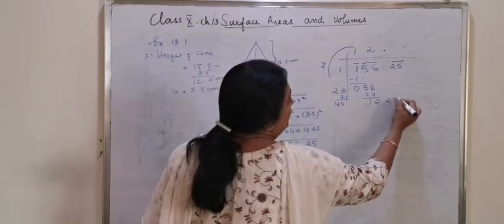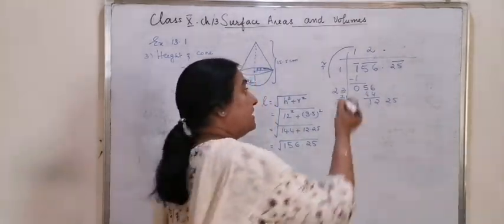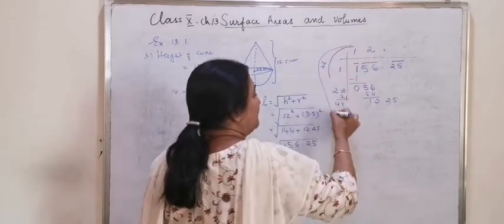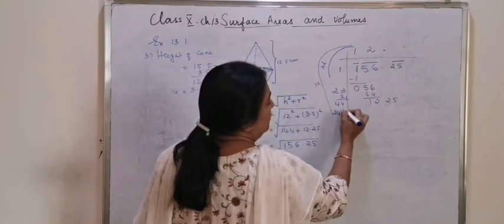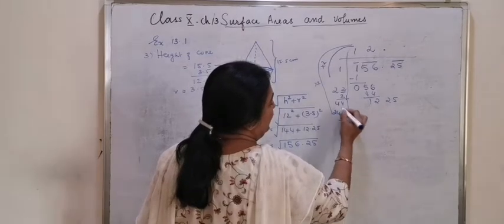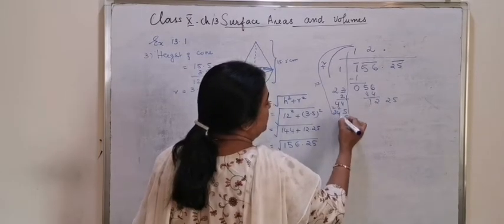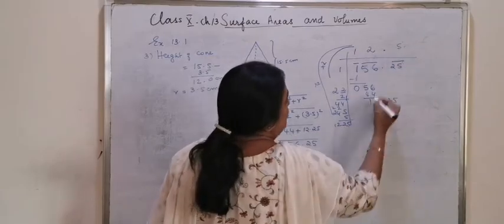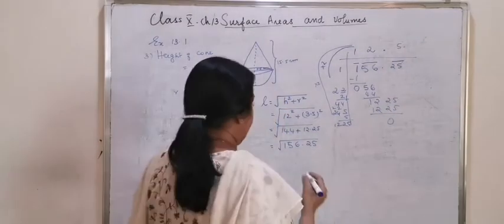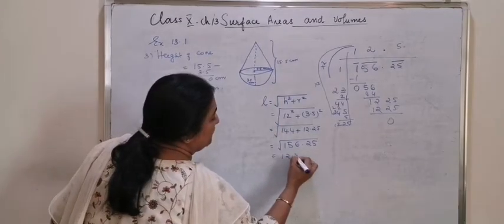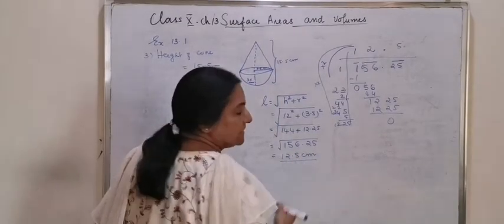Decimal, 1225. Double of 12 is 24 with 5. 5 5s are 25, 245 into 5 is 1225. Remainder is 0. Therefore, this is 12.5 centimeter.